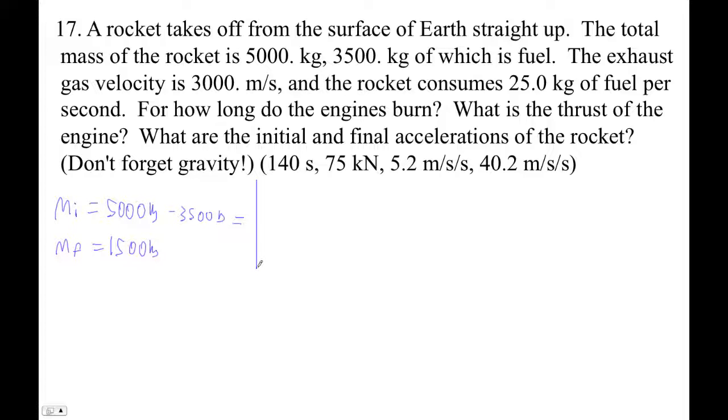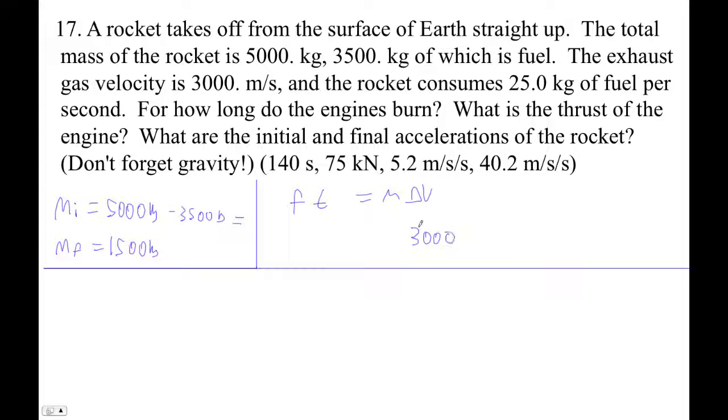So let's see. Now let's figure out the thrust. That's the next step. Force times time is mass times delta V. Our exhaust gas velocity is 3,000, and it burns 25 kilograms of fuel in 1 second. Then we can find the force. So 25 times 3,000 is 75,000. The thrust of the engine is 75,000 newtons.